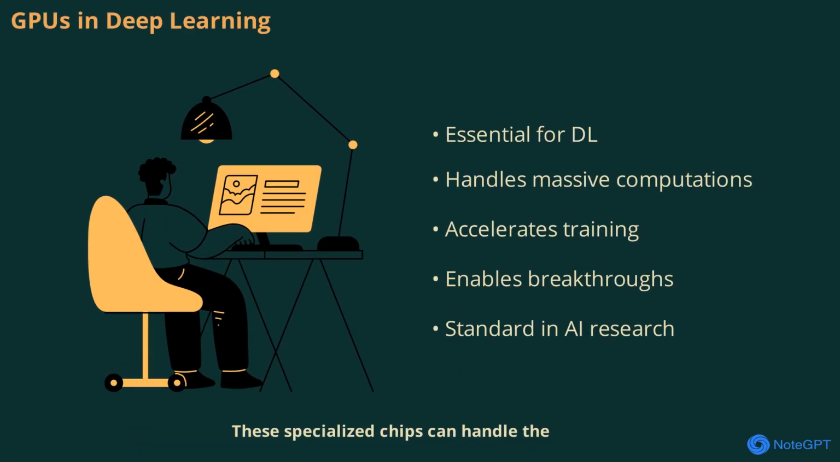Graphics processing units, GPUs, are essential for deep learning. These specialized chips can handle the massive computations required by neural networks. GPUs accelerate training and inference, making it possible to process large datasets efficiently. As deep learning applications grow, the demand for powerful GPUs continues to rise. This hardware is now a standard part of AI research and development, enabling breakthroughs in fields like computer vision, speech recognition, and natural language processing.